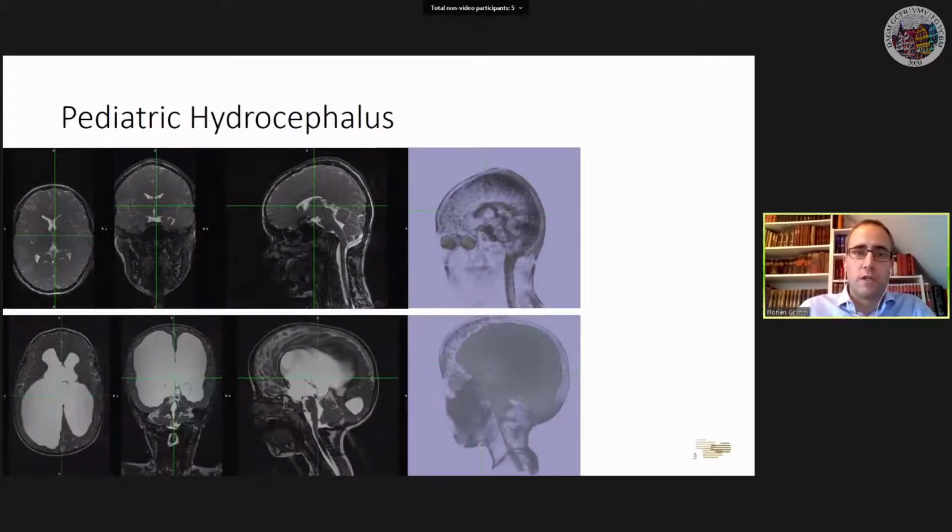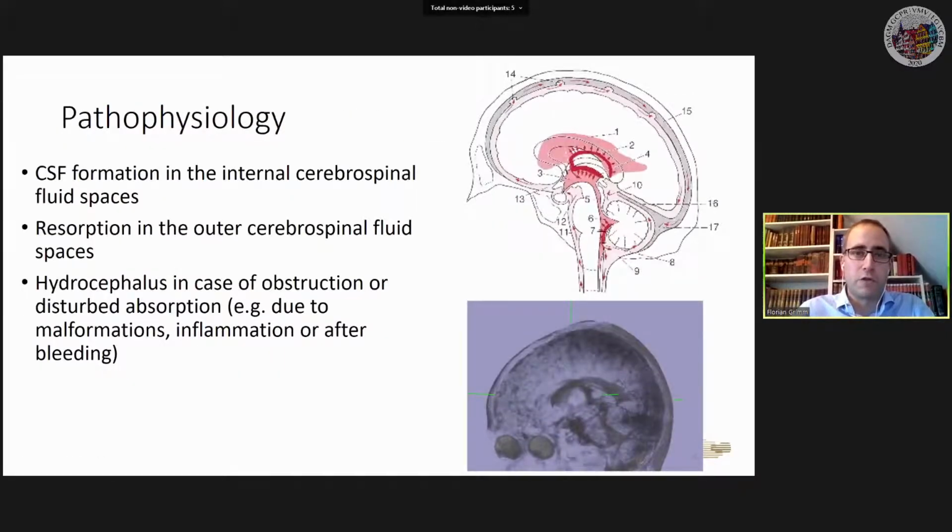The difference with hydrocephalus becomes obvious if you have a look at the MRIs of this 4-year-old patient. Especially the inner CSF compartments are enlarged tremendously. Physiologically, the cerebrospinal fluid is produced inside of the internal CSF spaces of the brain, the ventricles. That's here. From there, the fluid travels along the brain and is then resorbed in the outer venous system.